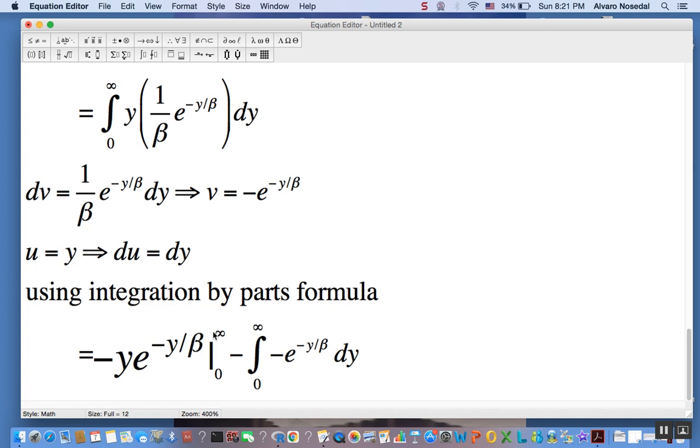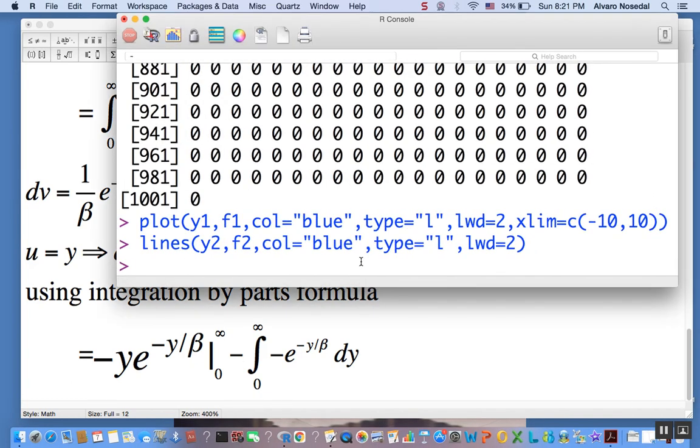Okay? So let me give you a numerical argument, if you will, that this minus y e to the negative y divided by beta, evaluated at infinity, or when y increases without bound, will go towards 0. Okay, so here we go. Let me use R to make my numerical argument. We have done something like this before. We have defined a function in R already. Let me remind you how you do that. So you could use the equals sign or the arrow to make that assignment.